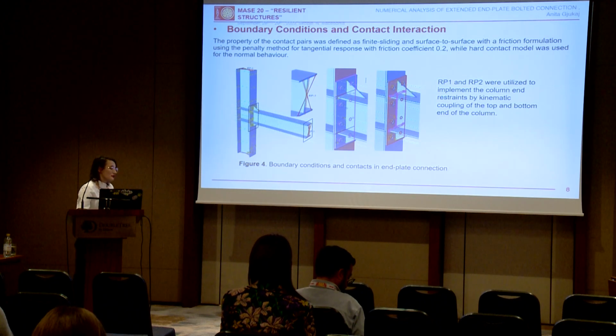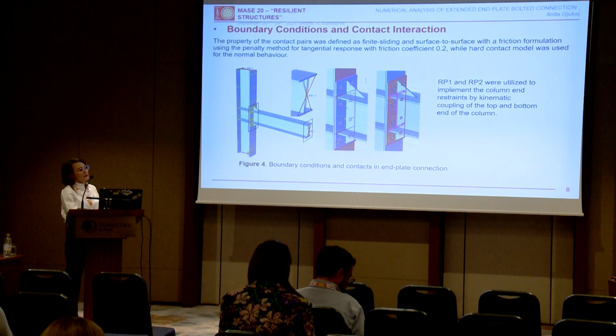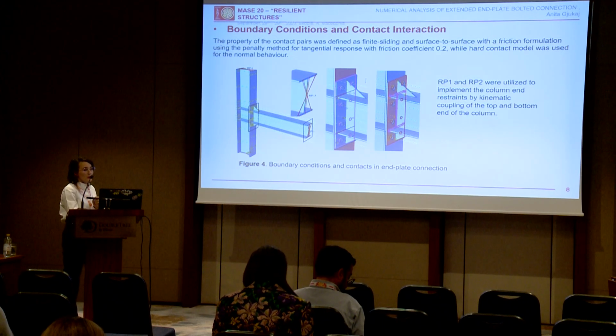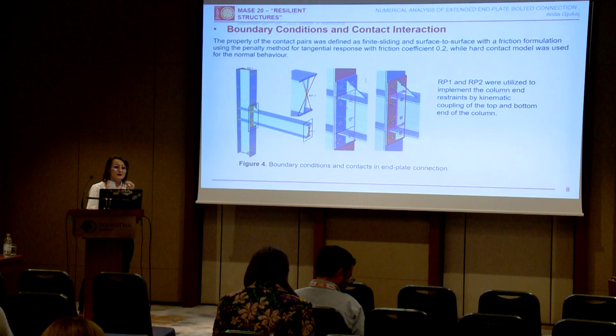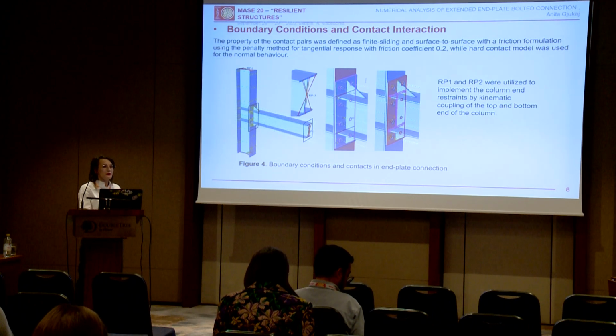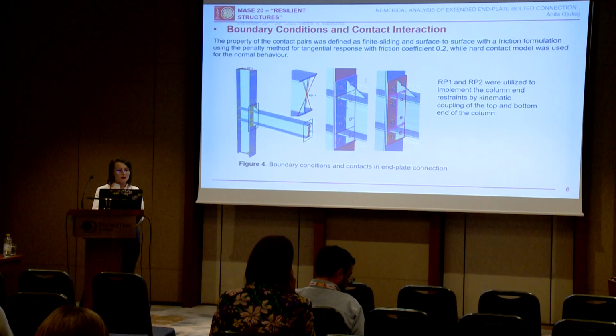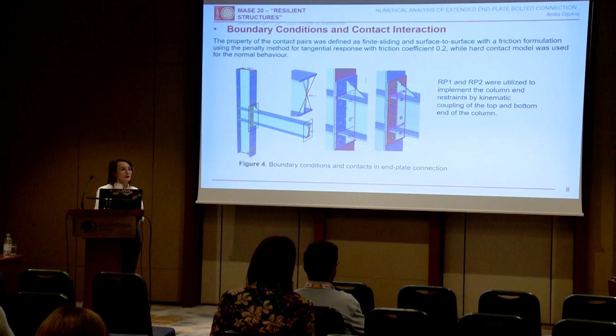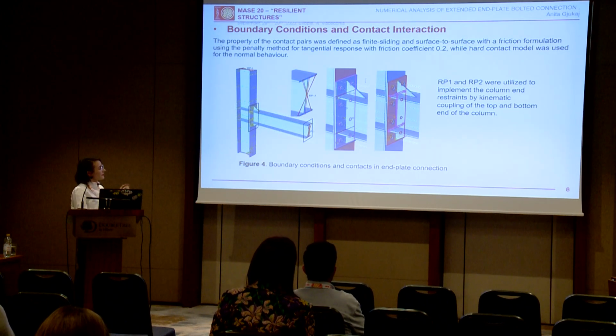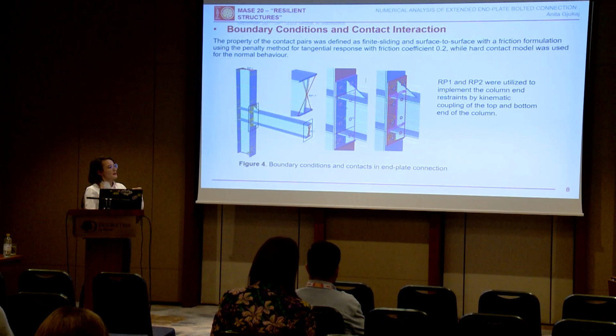Also, a crucial process during finite element modeling is the interaction between the contacts that are part of these joints. The properties of the contact pairs were defined as finite sliding, surface to surface, with a friction coefficient. The friction formulation uses the penalty method for the tangential response with a friction coefficient of 0.2, while a hard contact model was used as the normal behavior. Meanwhile, for the welds that connect the column stiffeners and rib stiffeners, a tie constraint was selected.